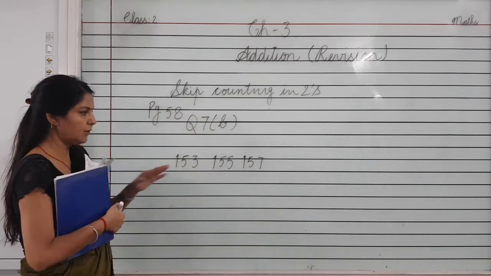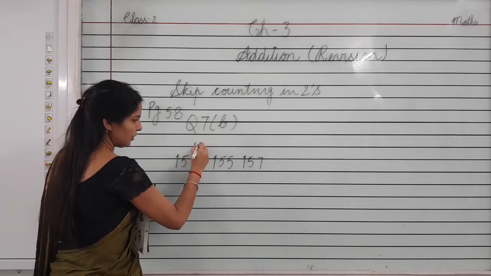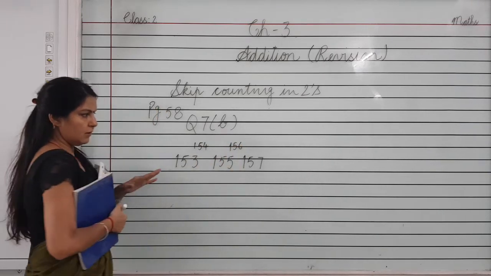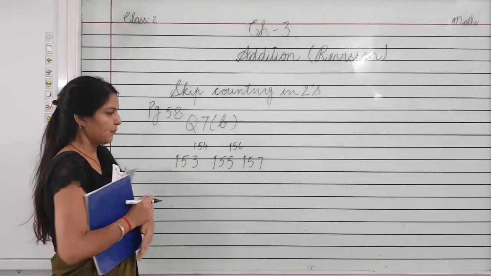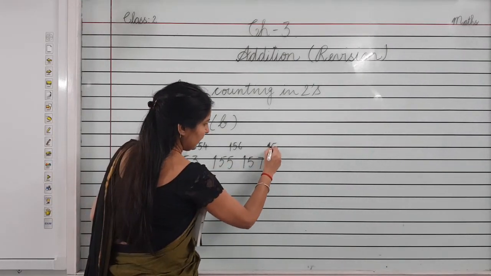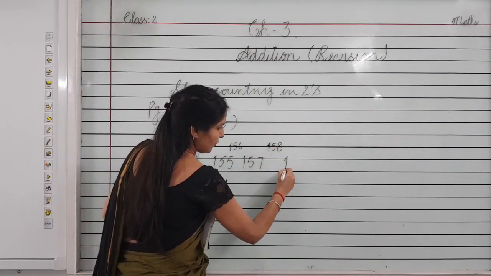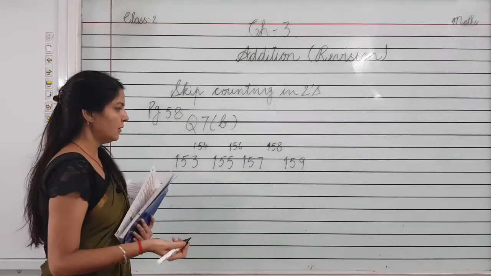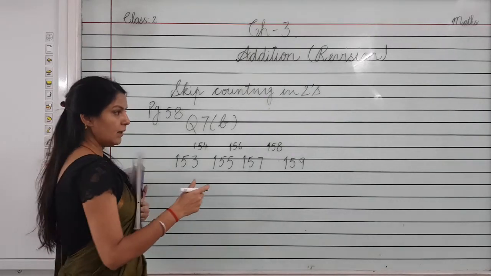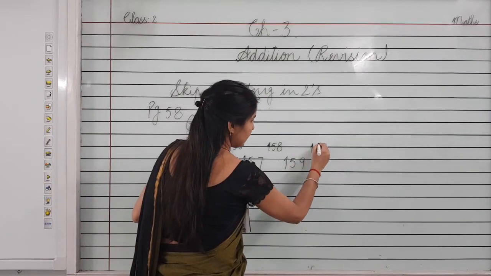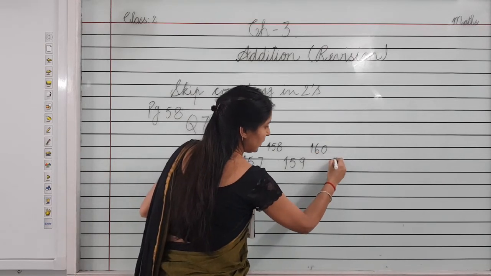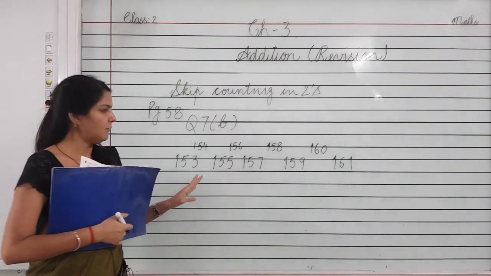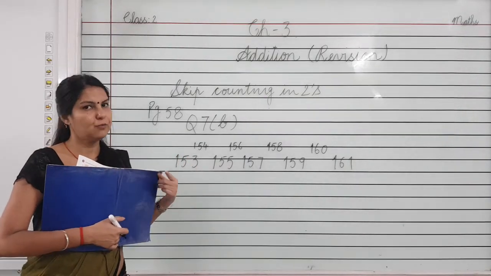Now, children, here you can see 154 is skipped, 156 is skipped. So, what we will skip here? We will skip 158 and we will write the next number of 158. This is 159. And after it, what we will do? We will again skip 160 and we will write 161. So, children, I hope you have understood in skip counting of 2s what you will do.